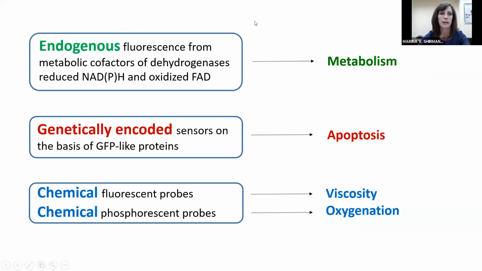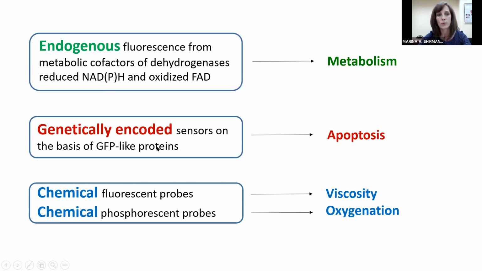As I said, fluorescence lifetime imaging is very sensitive to detect endogenous autofluorescence from, for example, metabolic cofactors of the dehydrogenases, like reduced NADH and oxidized flavins, FAD. This endogenous fluorescence provides us with metabolic information about these cells or tissue.